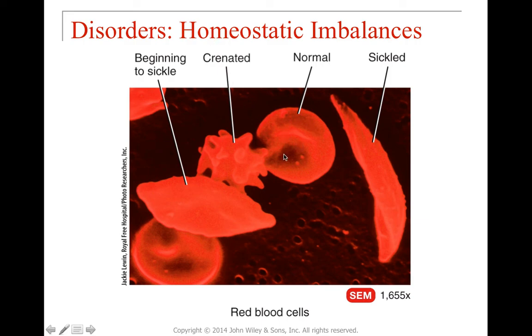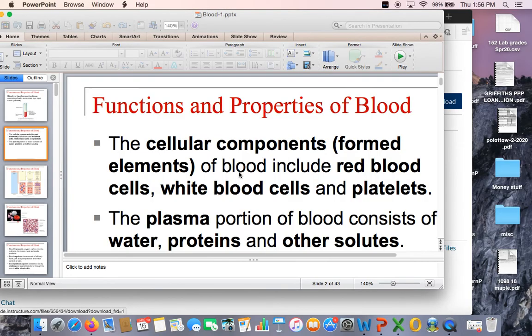This is what a normal red blood cell looks like, just to kind of reorient you. Again, it's a circle like a torus with a little dimple in the middle. This is what a sickled red blood cell looks like. It can carry some oxygen, but not as much. And this is what's called crenated, which is kind of like falling apart upon itself. So that's not a normal blood cell.